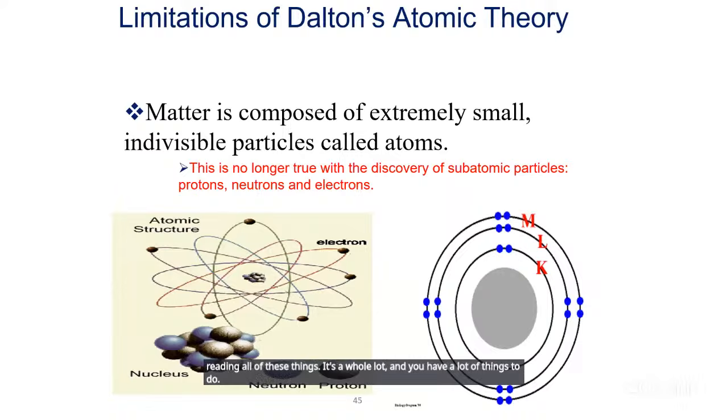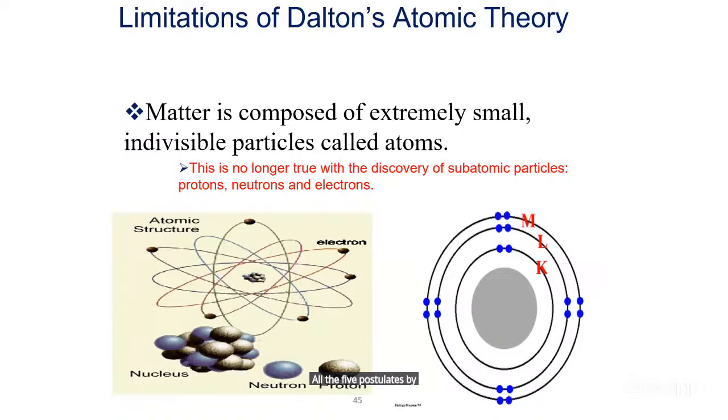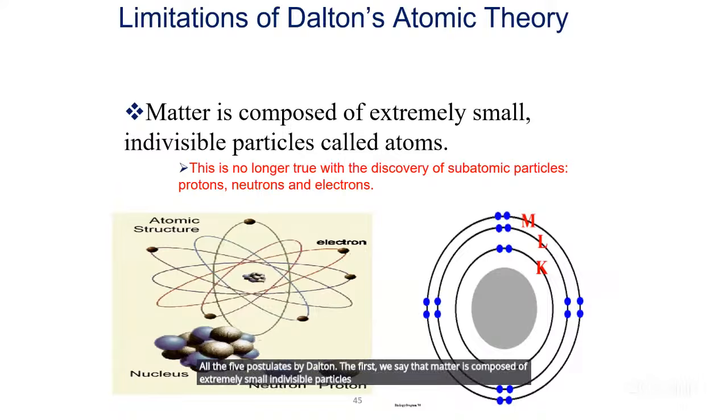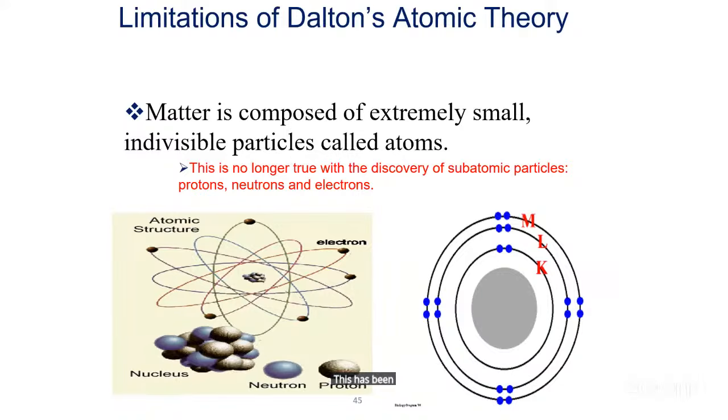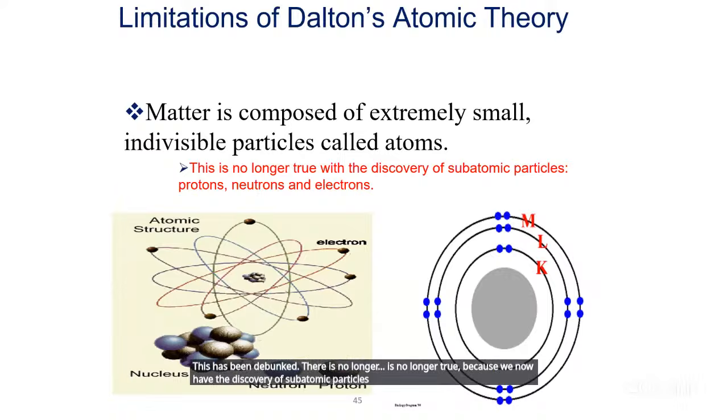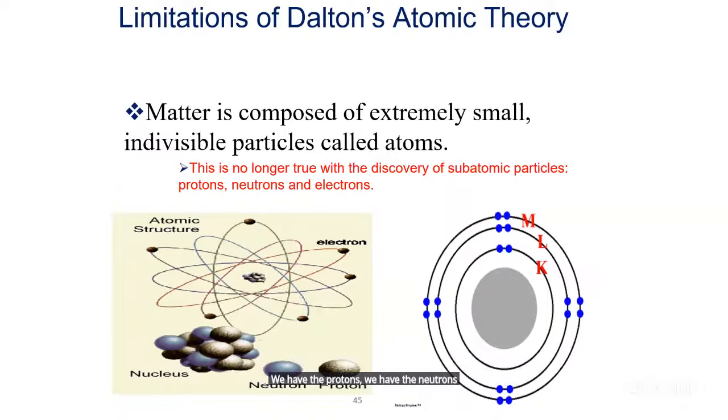Now, let's look at those limitations. I hope you still remember all the 5 postulates by Dalton. The first says that matter is composed of extremely small indivisible particles called atoms. This has been debunked. It's no longer true, because we now have the discovery of subatomic particles. So we have something that is smaller than the atom now. We have the protons, the neutrons, and the electrons. Now I'm going to tell you the scientists that discovered each of these, but we are still going to look at what experiments they carried out, if time permits.